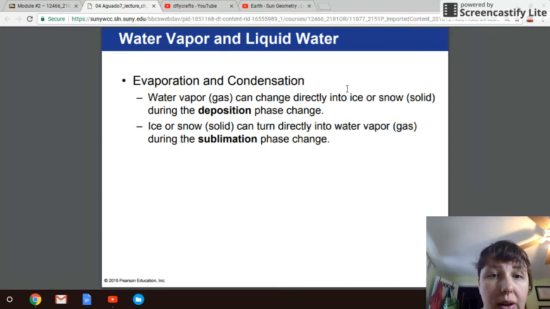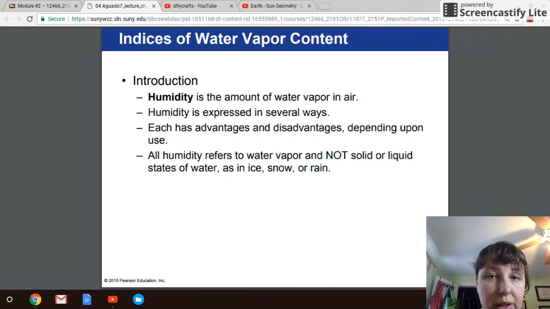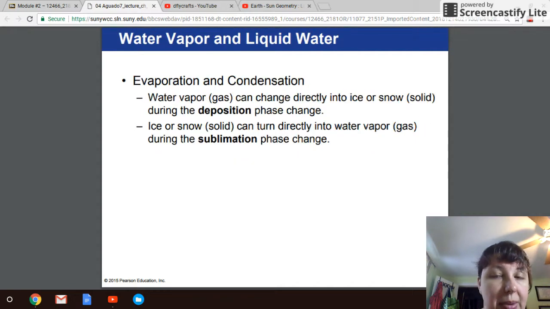So here we go. Evaporation, condensation. Two other terms to keep in mind are deposition, which is my gas phase going to my snow phase, and sublimation, which is my solid phase going into my water vapor. So one direction versus the other direction. That's when I'm skipping my staging.